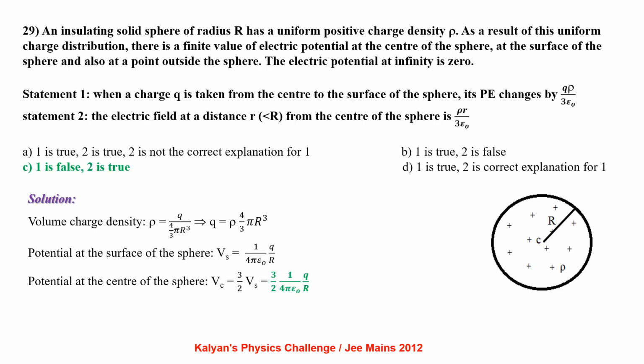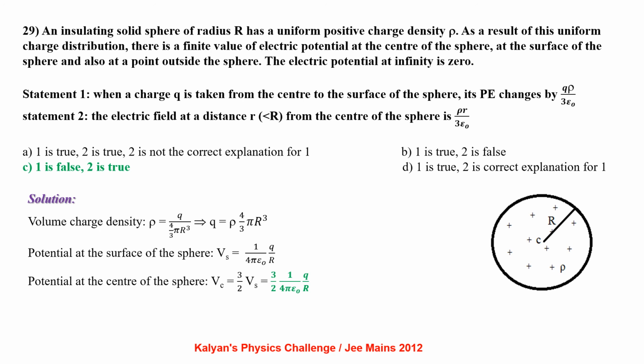An insulating solid sphere of radius R has uniform positive charge density rho. As a result of this uniform charge distribution, there is a finite value of electric potential at the center of the sphere, at the surface of the sphere, and also at a point outside the sphere. The electric potential at infinity is 0. Statement 1. When a charge q is taken from center to the surface of the sphere, its potential energy changes by q rho by 3 epsilon naught.